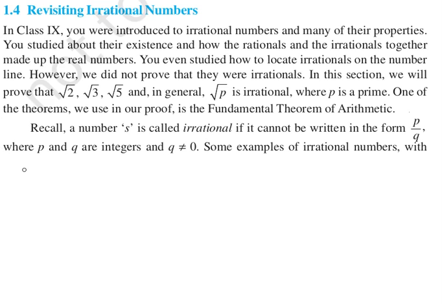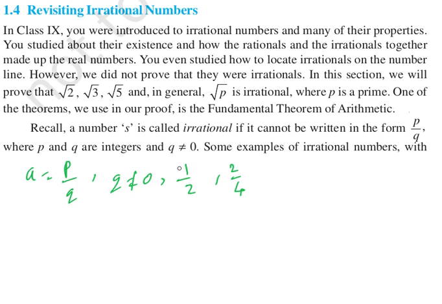Any number that can be written in the form of p by q, with q not equal to 0, and p and q having no common factor other than 1, is called a rational number. Suppose 1 by 2. 1 by 2 is a rational number. Why? Because 2 is not equal to 0, it can be written in the form of p by q, and for 1 and 2 there is no common factor. Yeah, 2 by 4 is not a rational number.